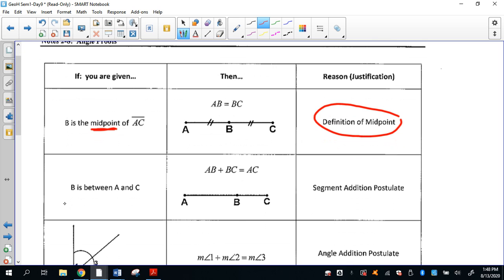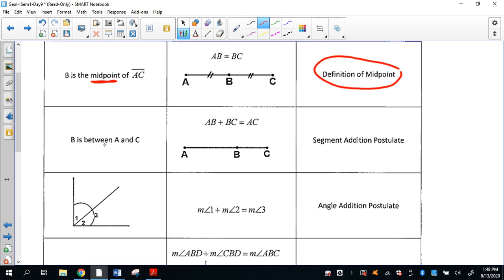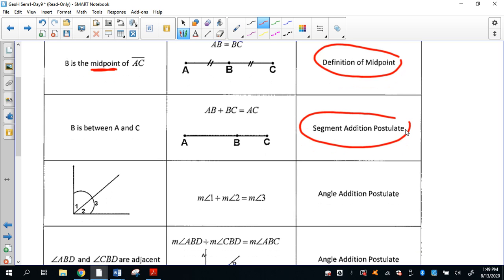Now, we also know from chapter 1 that if we're given the word between, we're not going to use the definition of between. We just know that somewhere in between, in that line segment between A and C, there's this point B. And these two pieces of this segment add up to the total. So we're going to be using the segment addition postulate. In chapter 1, I started telling you to get used to writing that down: two pieces or more equals the total line segment length.